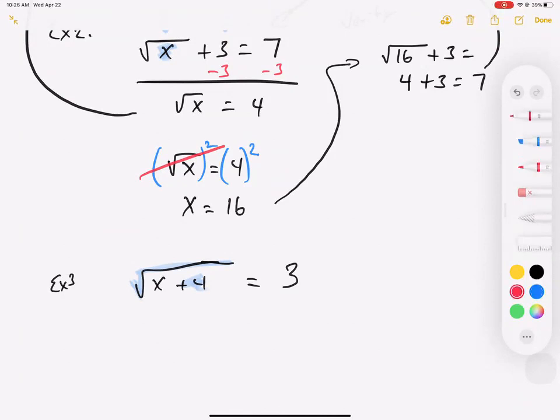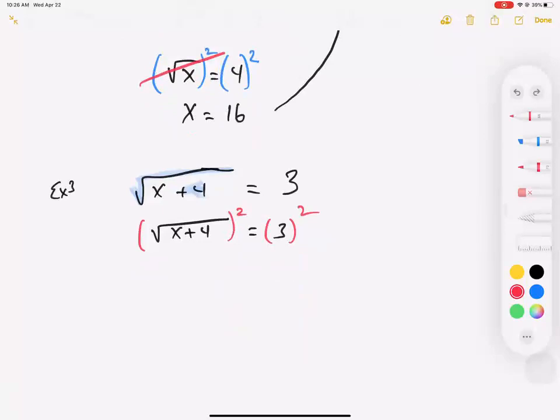So for this problem, how do we get rid of a square root? What was our inverse operation? What was our opposite operation? And we mentioned before, that is a square. And in algebra, if I do something to one side of the equal sign, I have to do the exact same thing to the other. That's fairness.